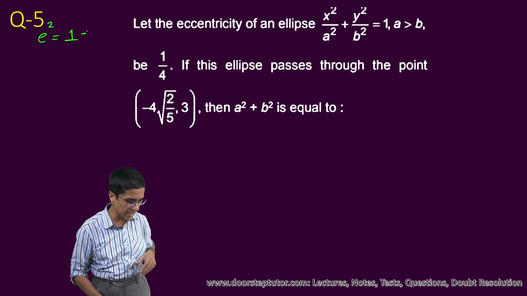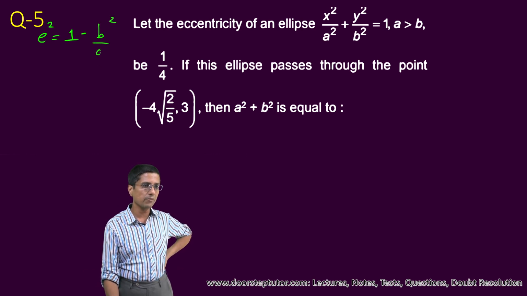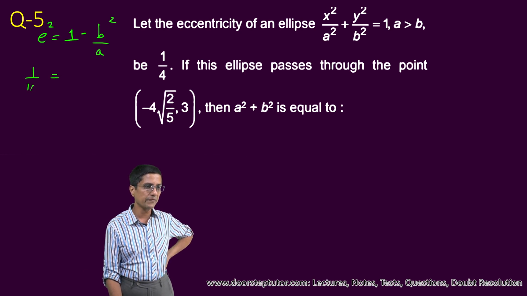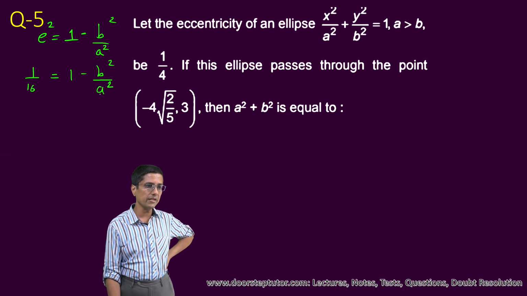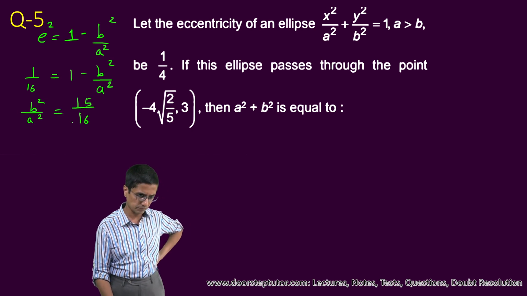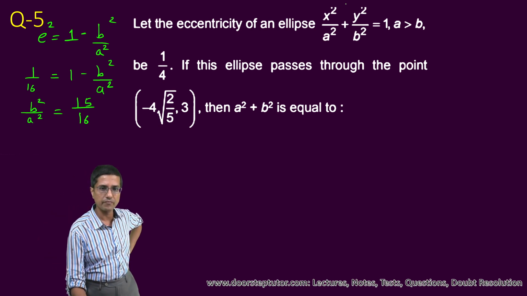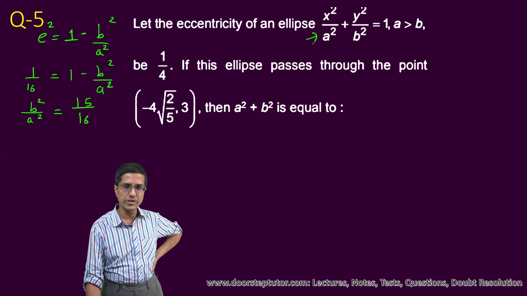This basic formula for eccentricity, we really need to remember. So this we know: 1 by 16 is 1 minus b square by a square, and from here we can find that b square by a square is equal to 15 by 16. That is simple, nothing difficult there. Now what about this point? Let's substitute this point in the equation of the ellipse.